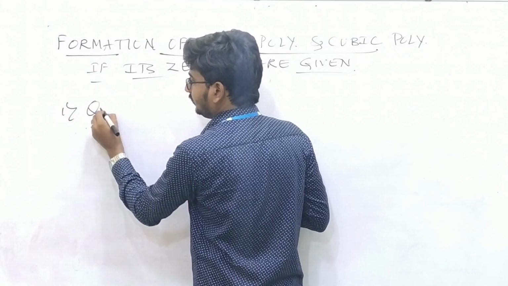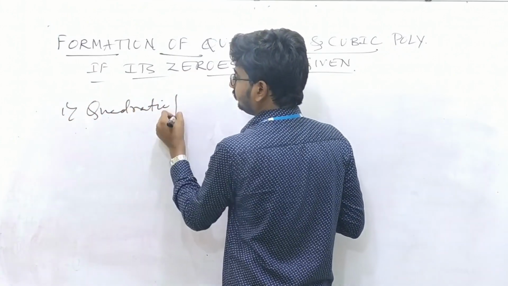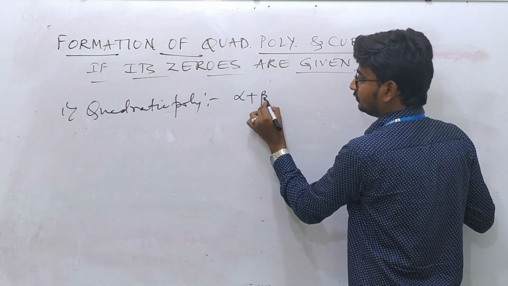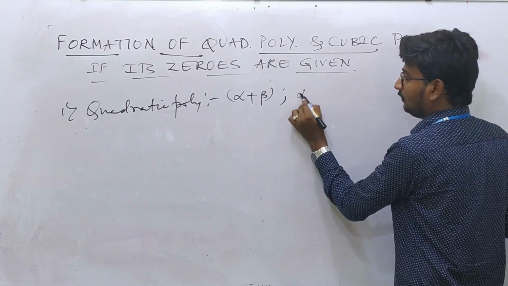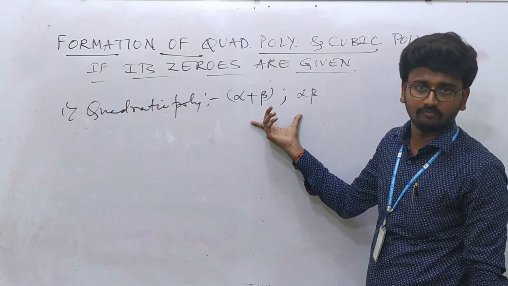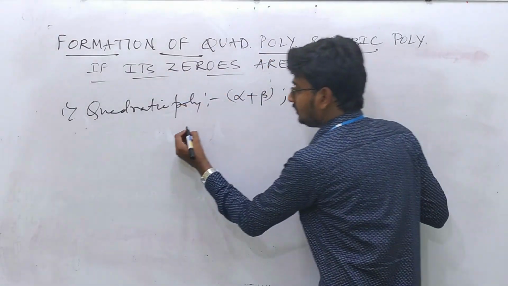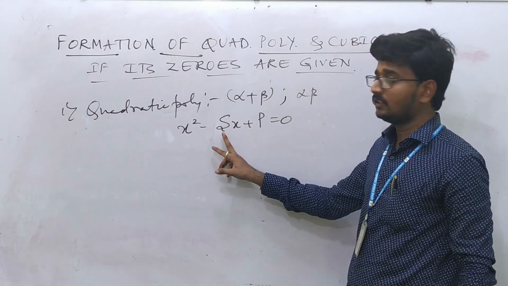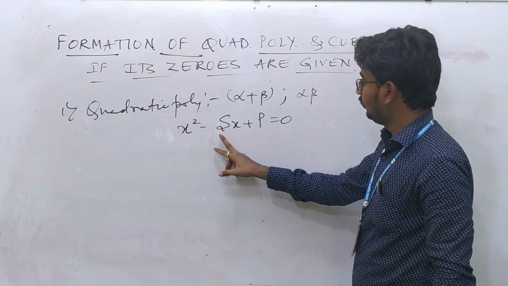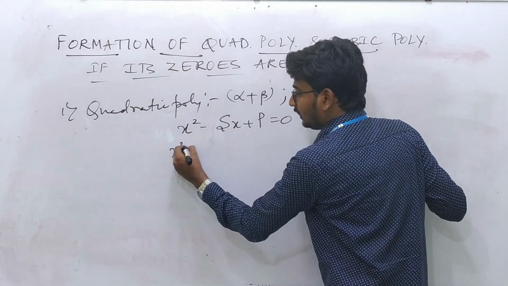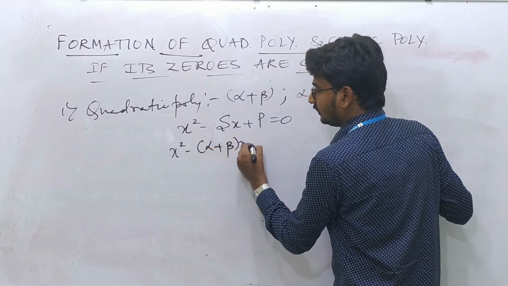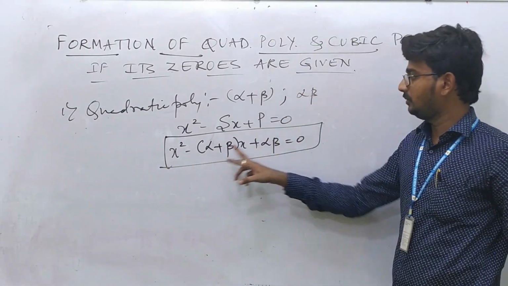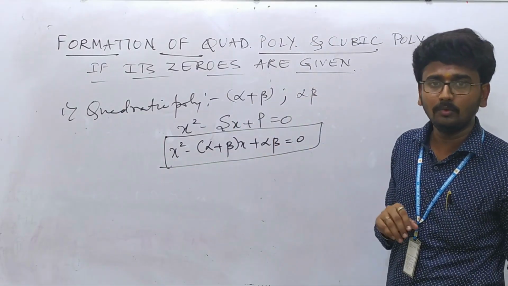Coming first to the quadratic polynomial. What is the sum of zeros? Alpha plus beta. What is the product of zeros? Alpha beta. If these two values are given, then to form a quadratic polynomial it is x square minus sx plus p equal to 0. Here s is the sum and p is the product. The sum value is alpha plus beta. So x square minus of alpha plus beta x plus alpha beta equal to 0. If you substitute the values of alpha plus beta and alpha beta, you can frame a quadratic polynomial.